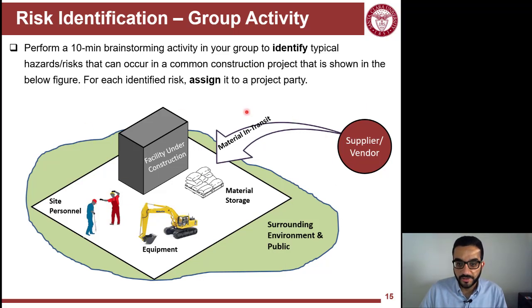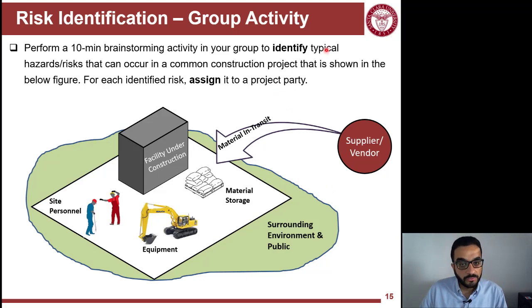That's kind of a schematic of a typical project. You have a building or a facility under construction. You have the construction site. You have workers, equipment, material storage. You have suppliers and vendors providing material to you. And then there's the surrounding environment. So you have to think about what possibly can go wrong on all of that.